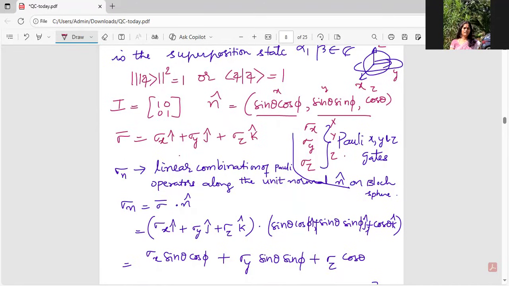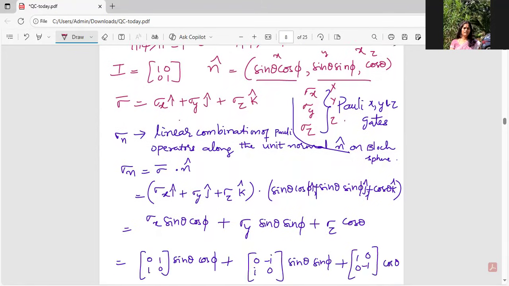So sigma bar would be sigma x i cap, sigma y j cap, and sigma z k cap, and then n cap would be sin theta cos phi, sin theta sin phi, and cos theta k cap. Okay. Now if I take the dot product between these two vectors, I'll get something like this.